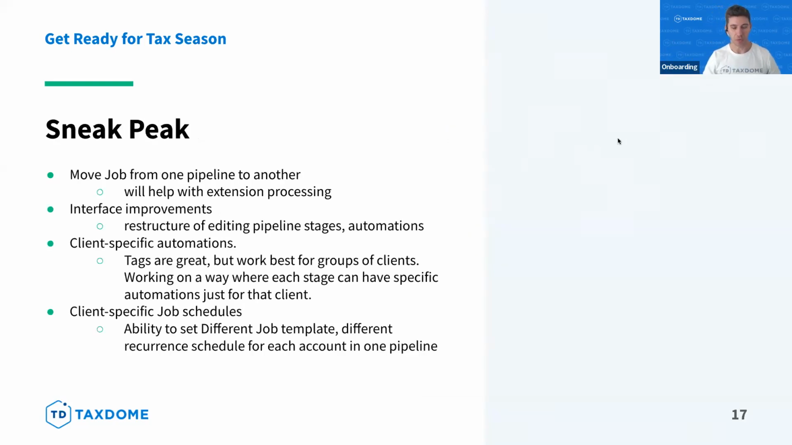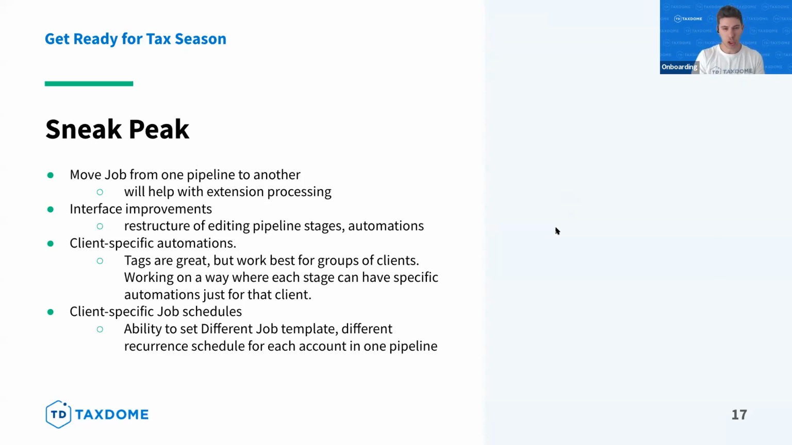And a couple sneak peeks here. The first sneak peek is we're releasing the ability to move jobs from one pipeline to another. What does that mean? A job is in stage in prep, and you want to move them to a different pipeline. Perhaps you don't want to manage your extensions in the same pipeline. Perhaps you want to move 1,000 jobs at once to a different pipeline just to manage your extensions. It really just depends on how you like to view it, but the ability to move jobs from one pipeline to another is in process and should be out soon.